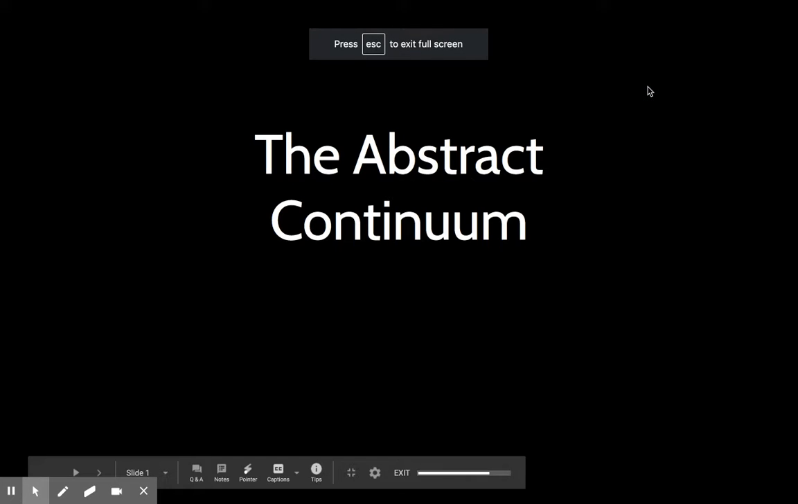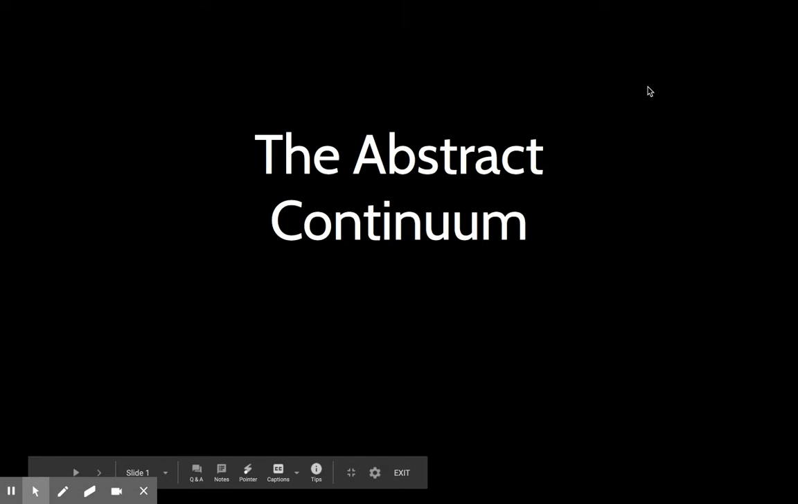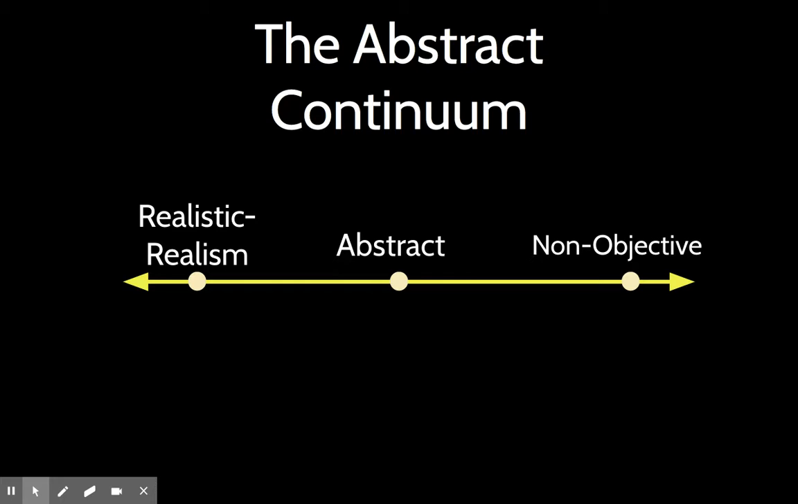But first, let's talk about abstractions. And first, we're going to talk about an abstract continuum. A continuum is kind of like a number line. And I'm just going to go over some terminology. Again, this is stuff you've probably heard before. I know you've heard me talk about it in class, all the way back to first year art, but I just want to make sure we're all on the same page when it comes to some terminology. And this is the continuum. It goes from realism or realistic to abstract to non-objective. Sometimes for non-objective, you might hear non-representational.